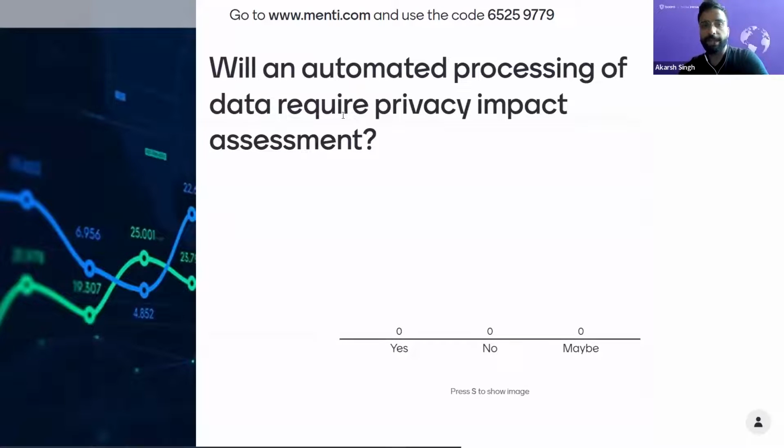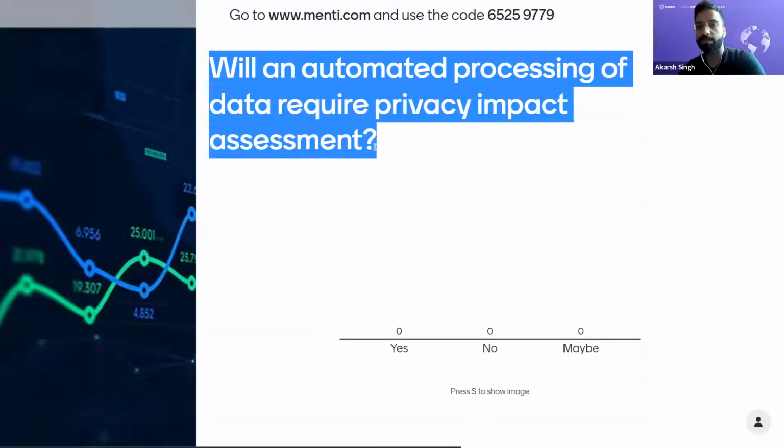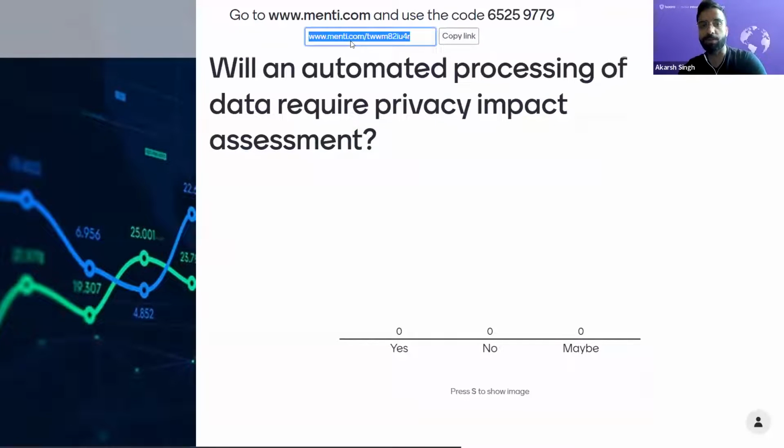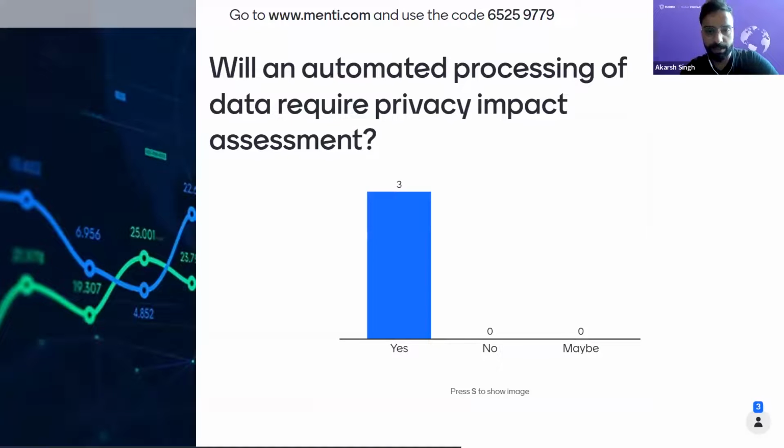So, will an automated processing of data require a PIA? Okay, guys, quickly, come on. Let's not waste time here. Yes or no? Is a data rectification process necessary apart from data deletion? Yes, it is necessary. Rectification, if you look at Facebook, they give you all the data, right? You can even download the data. So yes, a data rectification process is necessary.